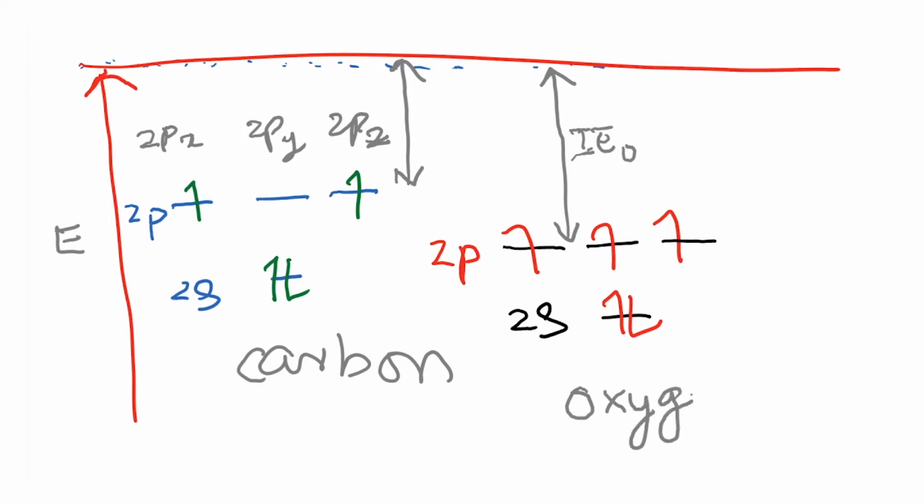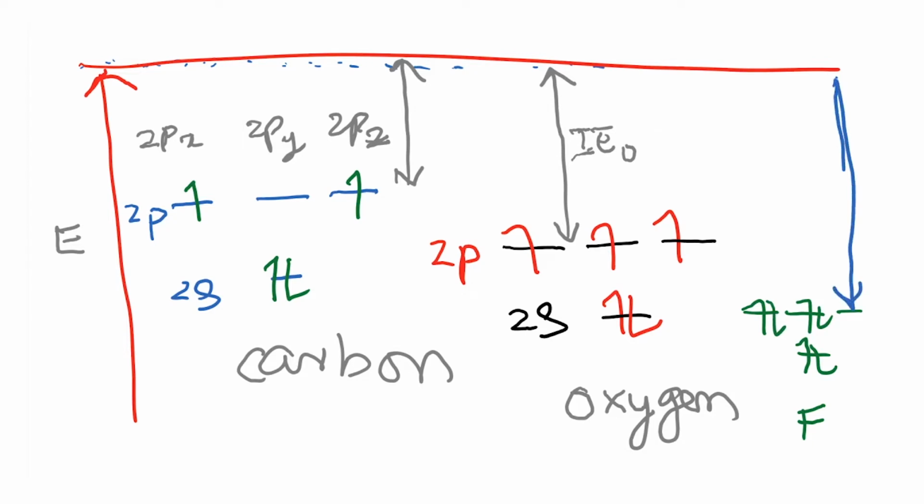In order to complete this picture with whatever space I have remaining, I'm just going to draw out the picture for fluorine. So fluorine is over here, right? Again, you have 2 electrons here, 2, 3, 4, 5. The electronegativity of fluorine is substantially higher, and the ionization energy is also much higher than that of oxygen and carbon.